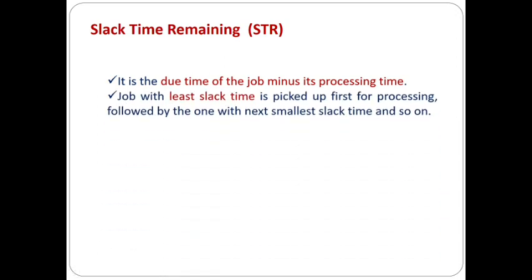Next comes the fourth rule, which is the slack time remaining rule. Here the slack time means the due time of the job minus its processing time. That is actually called slack time. Here the job with least slack time is picked up first for processing, followed by the one with next smallest slack time, and so on.